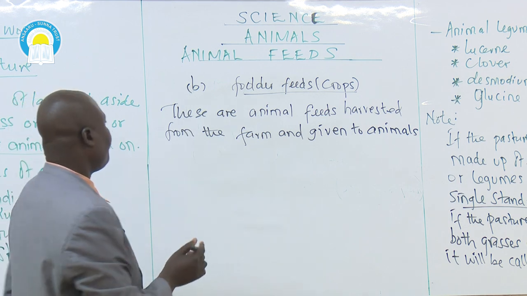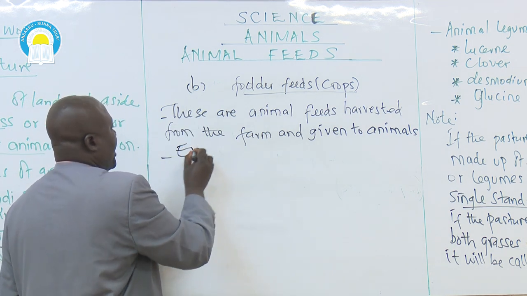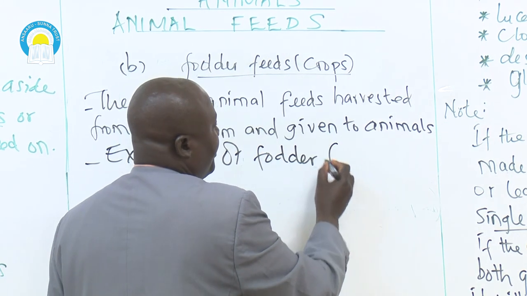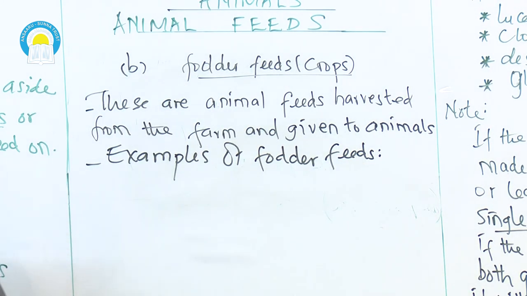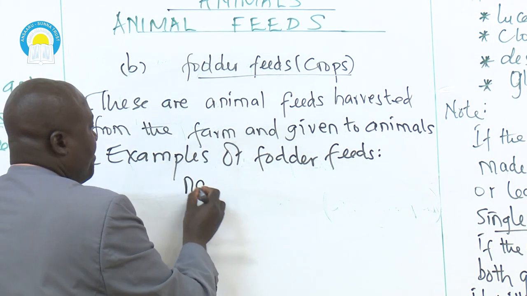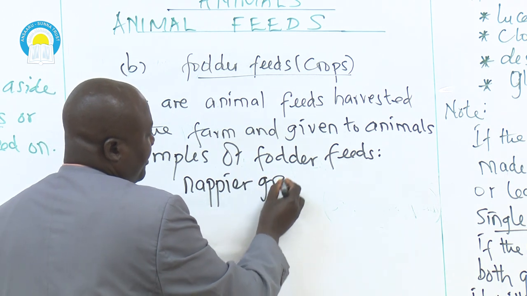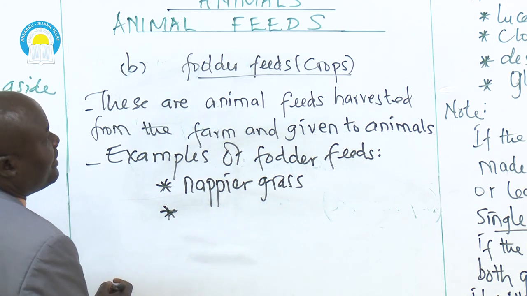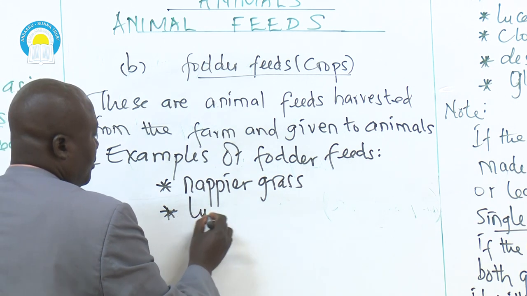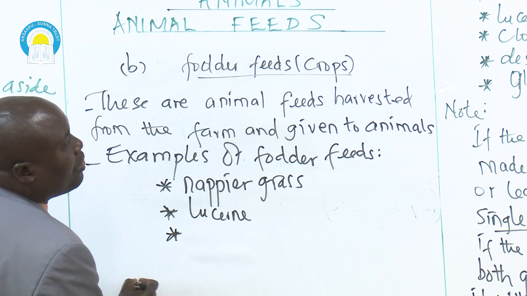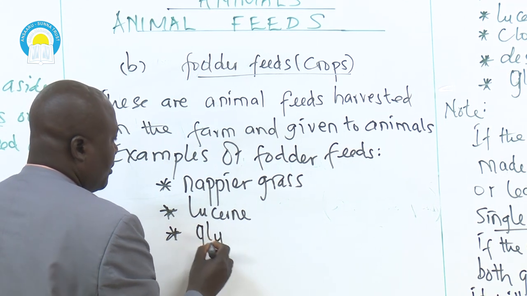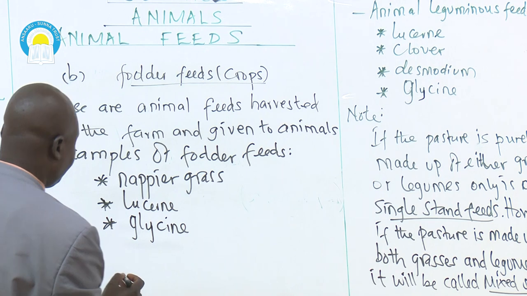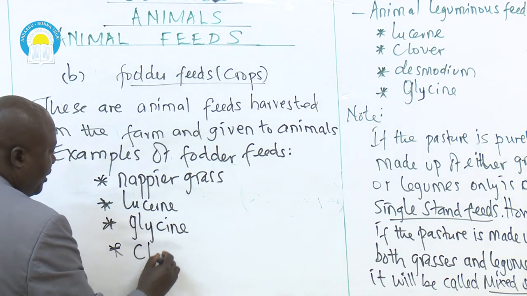or rotational. Then examples of fodder feeds. The first one will be Napier grass, which is the best among these fodder feeds. Number two, we have Lucerne. You also have glycine. We also have clover.